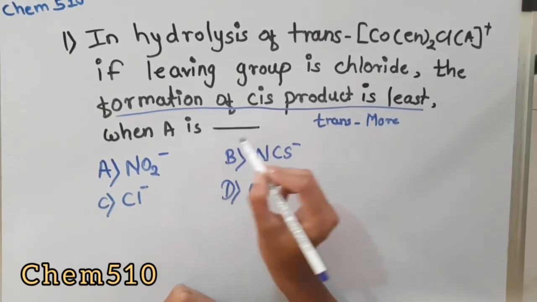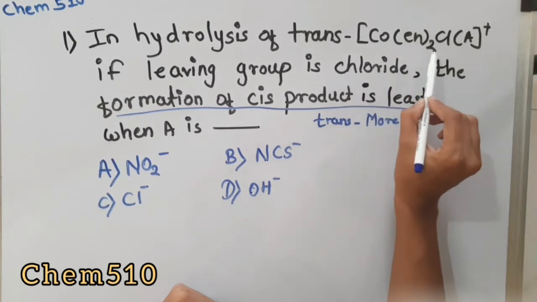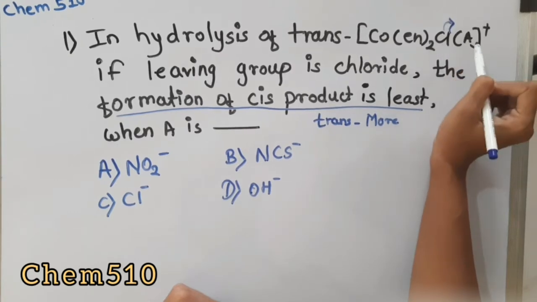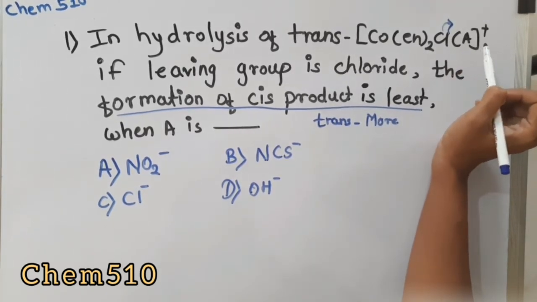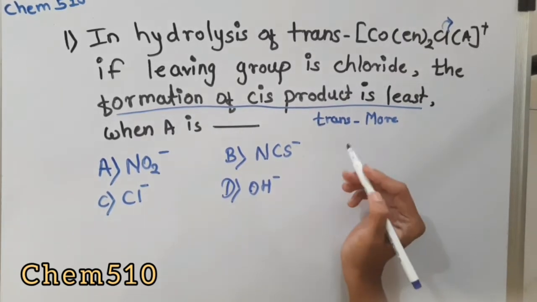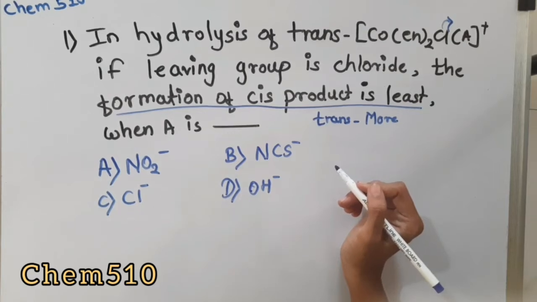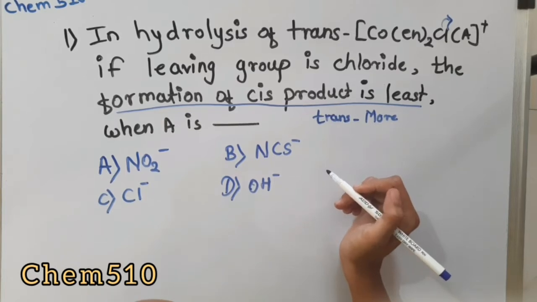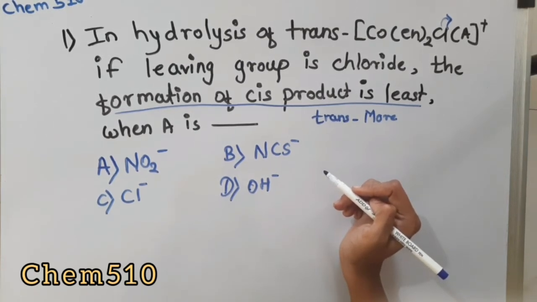In the compound trans-[CoEn2ClA]+, Cl is the leaving group, meaning this is the leaving group. If a ligand has more trans effect, then the trans product obtained will be major and the cis product will be least. So in the given ligands, NO2 has higher trans effect than the others. If NO2 is present in the complex, the least product is cis.